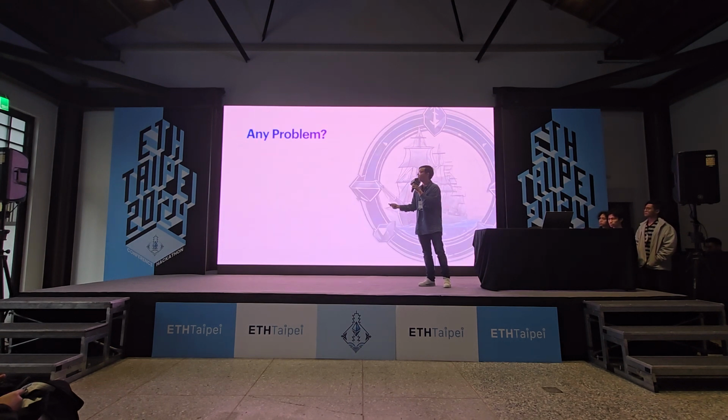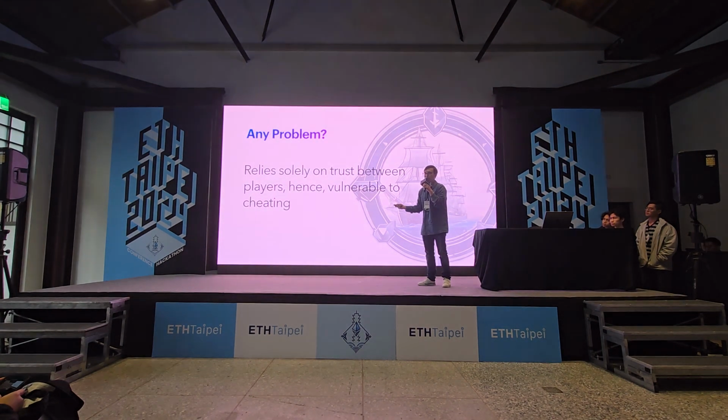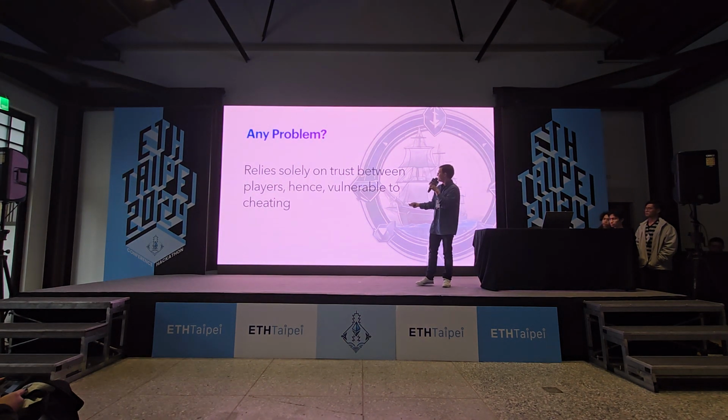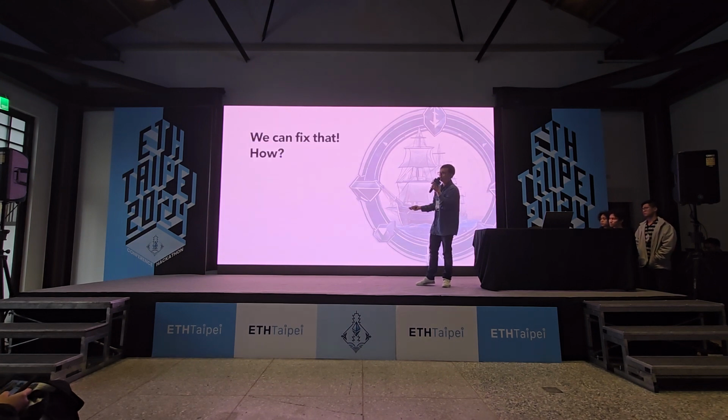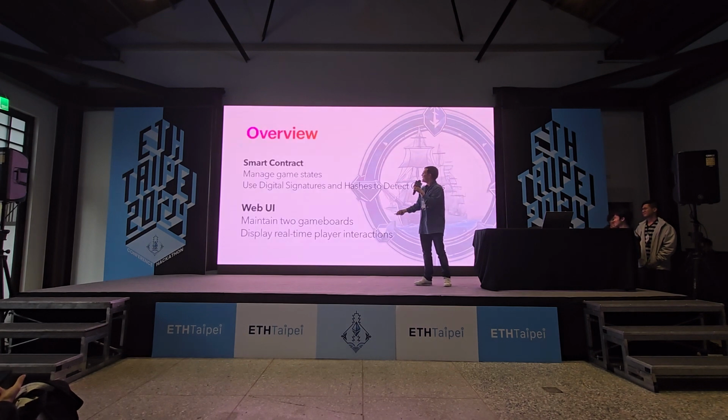But there is a potential problem here, since it relies solely on the trust between players. Cheating is kind of a vulnerability of this approach. So how can we fix that? And that's right, by using blockchain. Here you can see this fun equation which combines the traditional approach and the blockchain, and this comes out.